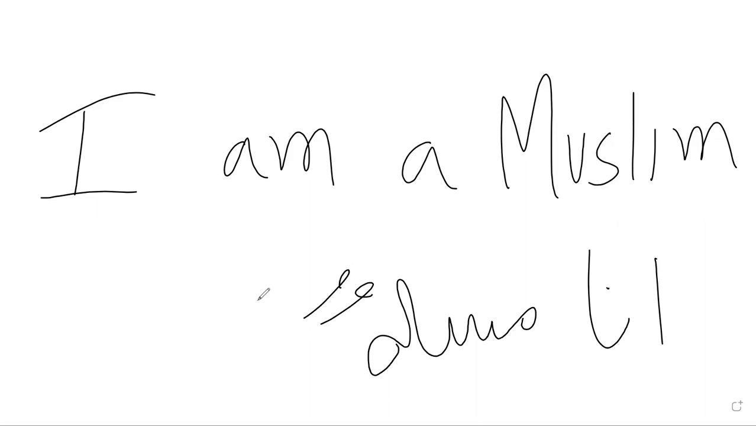However, there is a catch over here right now. You can say all of these terms only if you are a male. If you are a female, then as we discussed in the previous lesson, you have to add ta marbuta at the end of the noun. So instead of saying ana muslimun, you would say ana muslimatun. Ana muslimatun. I am a female Muslim.